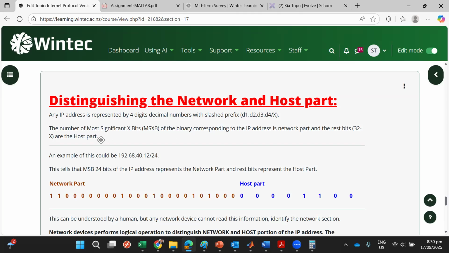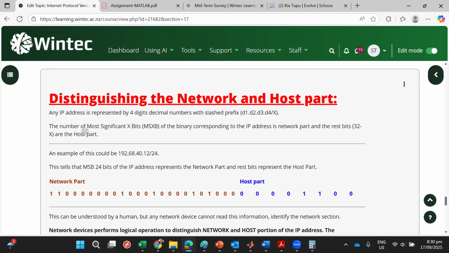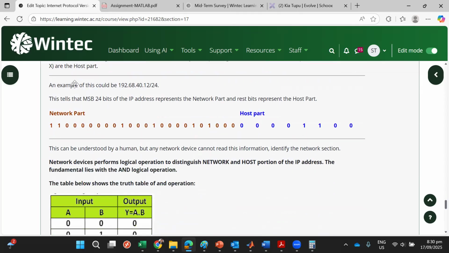Okay, so if I know the network part, then I can find out the host part, because altogether it is 32 bits. If I know that 10 bits are for the network part, then the remaining 22 bits will be the host part. So we can find that 32 minus X will give the host part. Okay, so the given example is here.